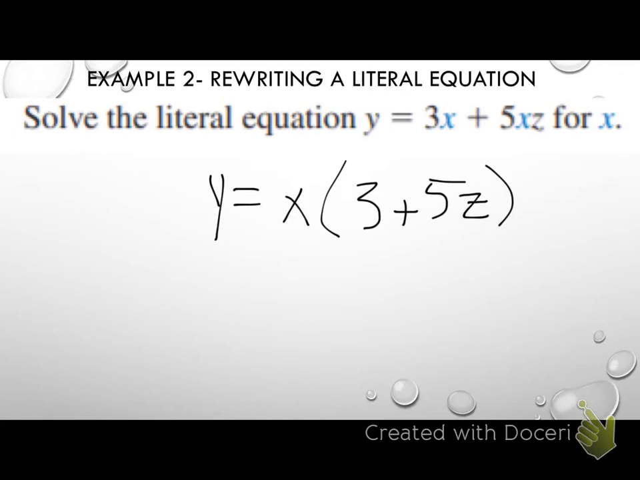I have a multiplication problem here, right? It's x times 3 plus 5z. What am I trying to get by itself? X. Right? What's with x on that side of the equation? 3 plus 5z. 3 plus 5z. And it's being multiplied, right? What's the inverse of multiplication? Division. So what do you think I could divide by to get x by itself?